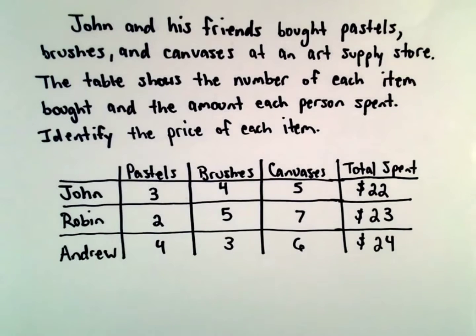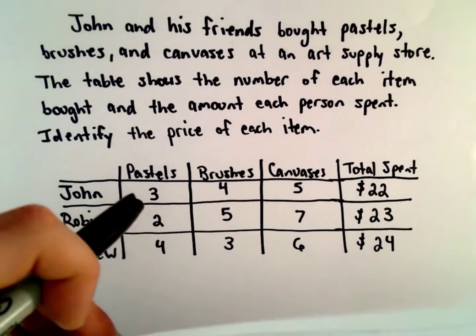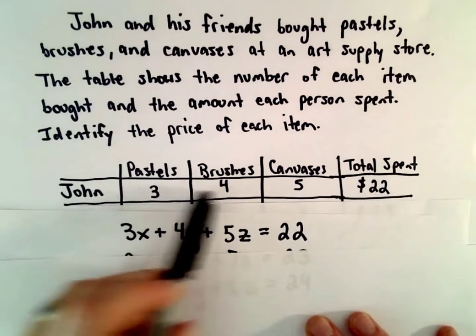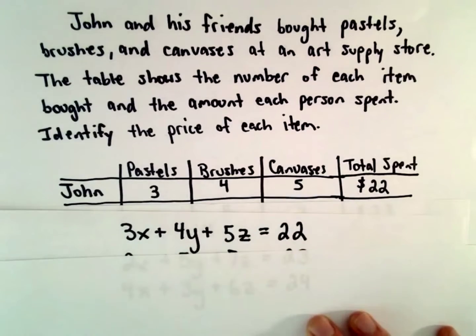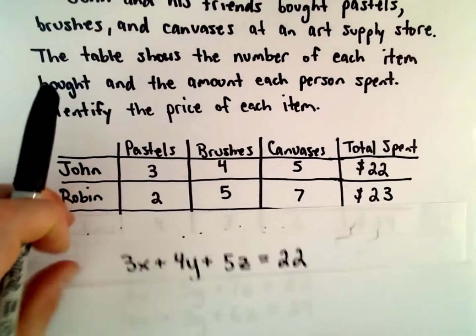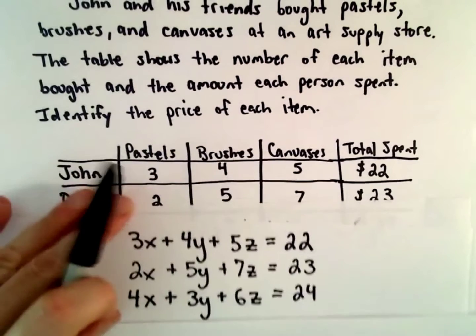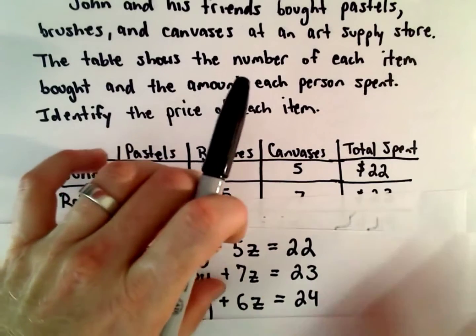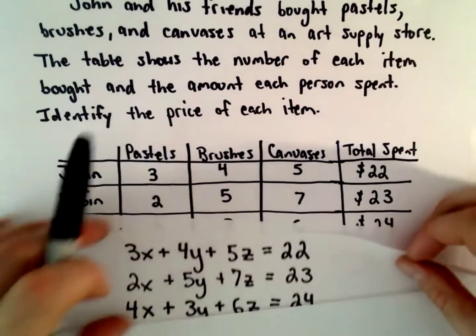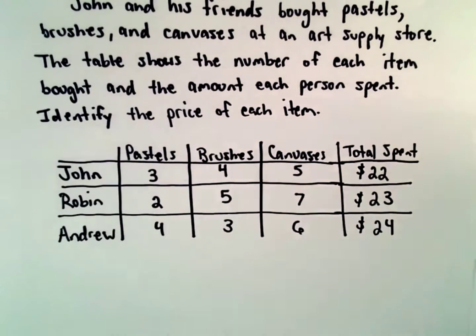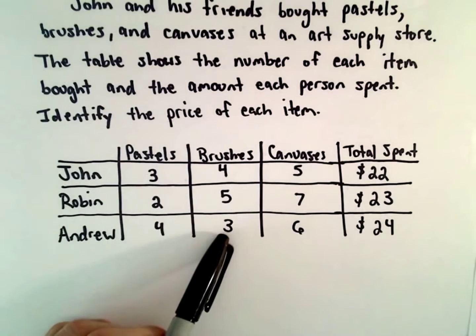From the first row of information in our table, we could create the equation 3x plus 4y plus 5z equals 22. From the second row, we would create the equation 2x plus 5y plus 7z equals 23. And then from our last row, we would have 4x plus 3y plus 6z equals 24. So there's our system of equations.